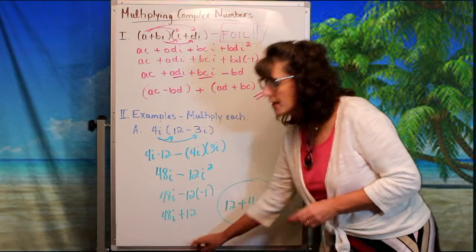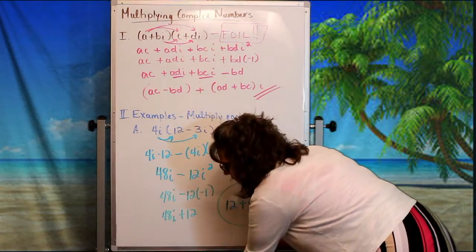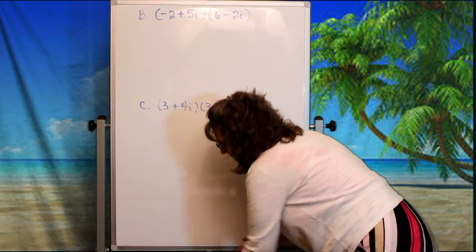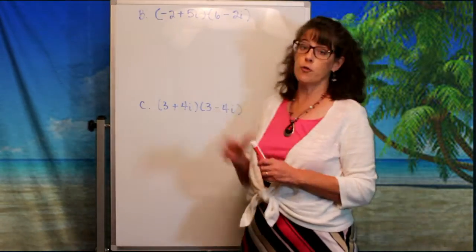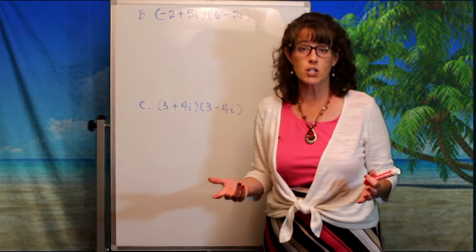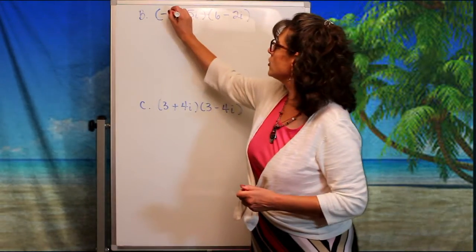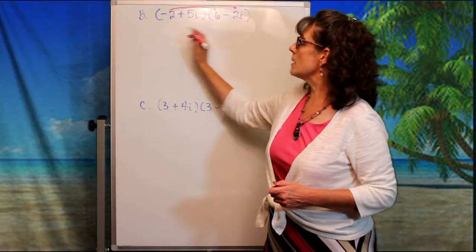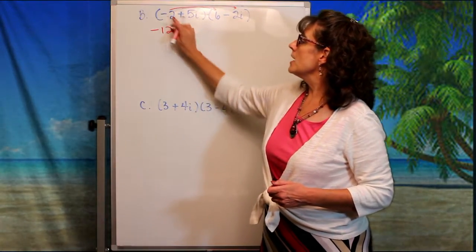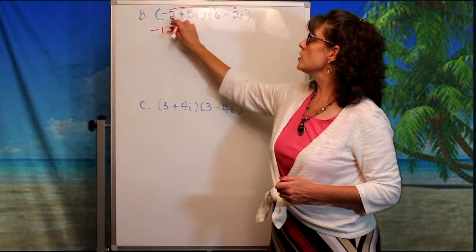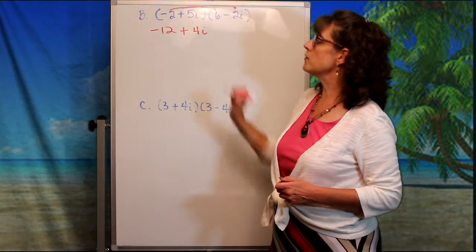Okay, let's try a couple more just to make sure we feel very comfortable with this. So take a look and notice that in this one, yes, we are going to FOIL. We do have first, outer, inner, and last, or the extended distributive property. So I'm going to take the first term and distribute it through the second parentheses. Negative 2 times 6 is a negative 12. Negative 2 times negative 2i. Now negative times negative is positive. 2 times 2 is 4, so I get a positive 4i.